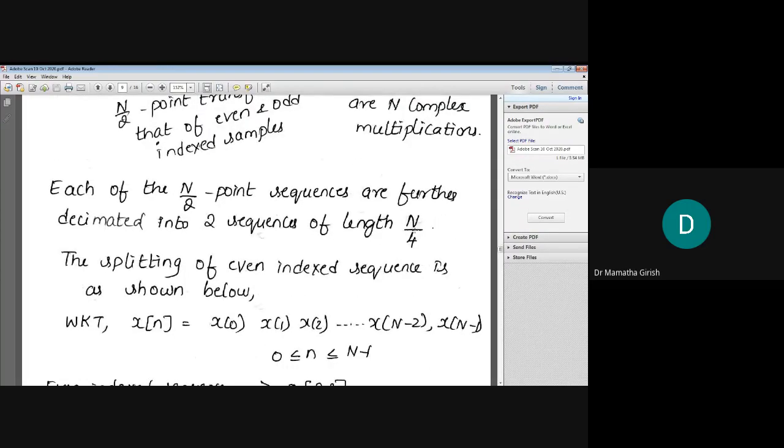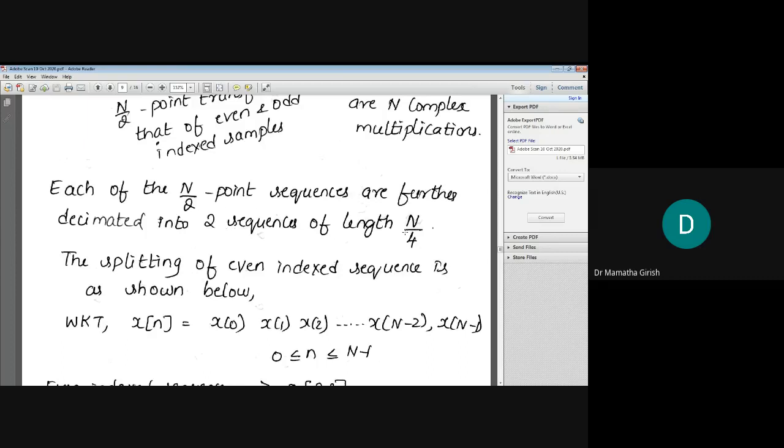Continuing further with the decimation. What did I say? The decimation process has to be continued until I end up with what? 2-point DFTs. So what is the next stage? Each of the two N/2-point sequences is further decomposed or decimated into two more sequences.